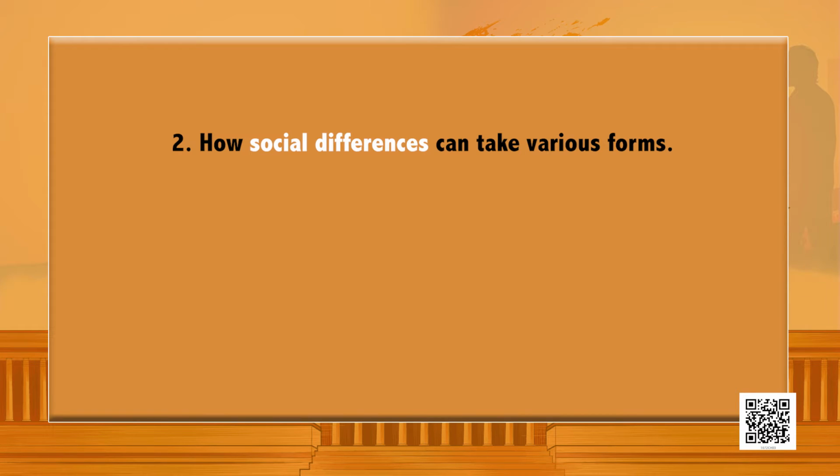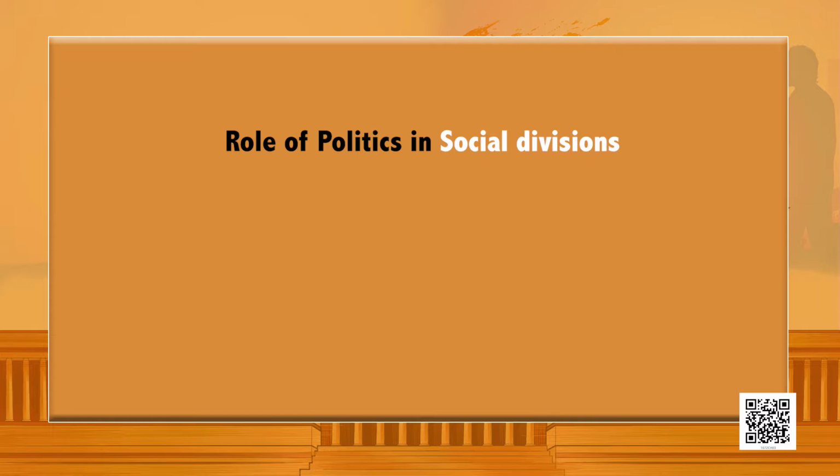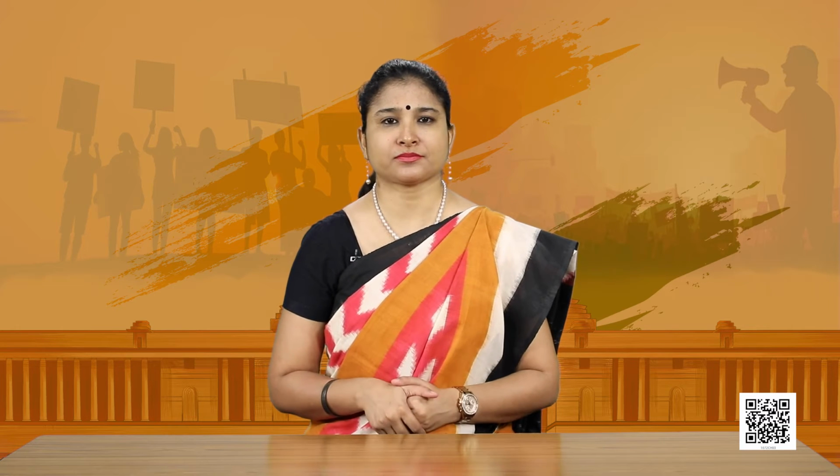Next, we studied how social differences can take various forms. They can take form by birth or by our choice. We studied overlapping and cross-cutting differences in society that arise because of the diversity we see in our society. In today's class, we will discuss the role of politics in social divisions. We will try to find out how these two affect each other and what the outcomes are. We will also study the factors that cause these outcomes.